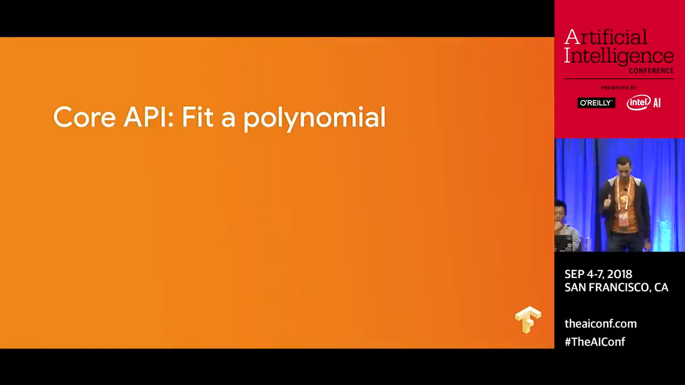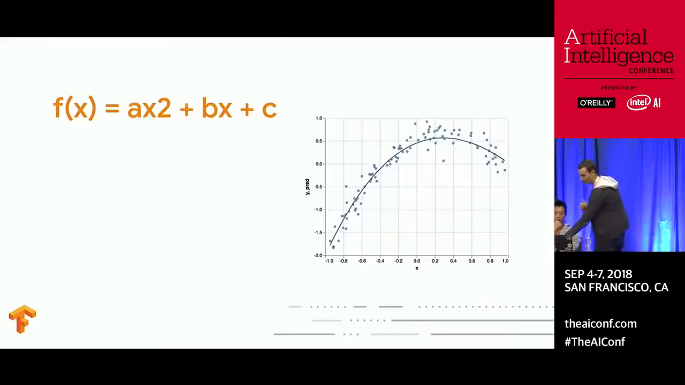So to get started with the core API, I want to do just a very simple, basic fitting a polynomial. So this is a scatter of some data we have, and we're going to write a really simple model to try to find the best fit for this plotted data. It's the classic f(x) = ax^2 + bx + c.